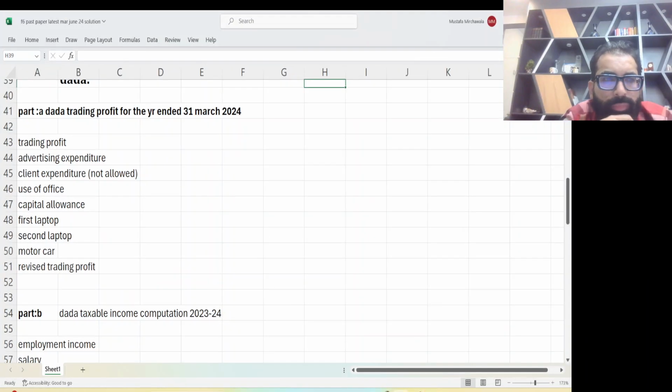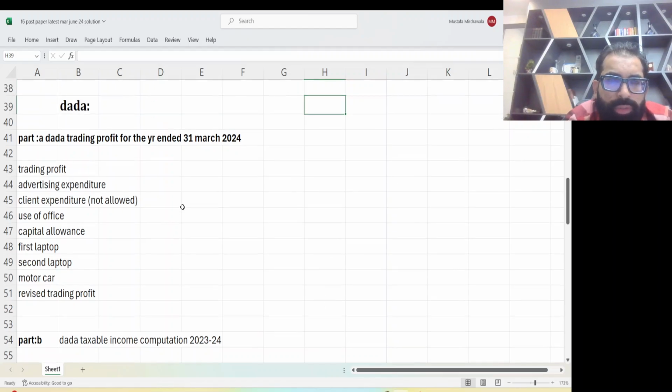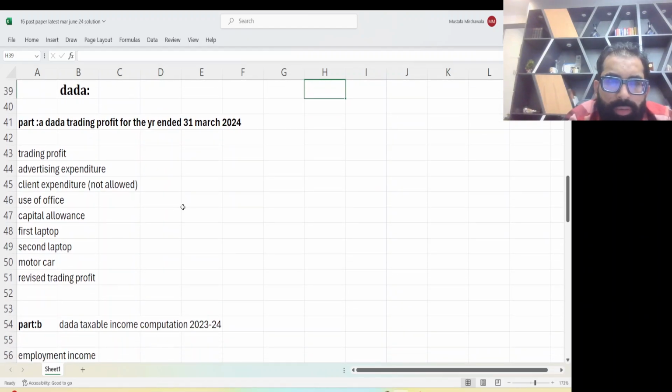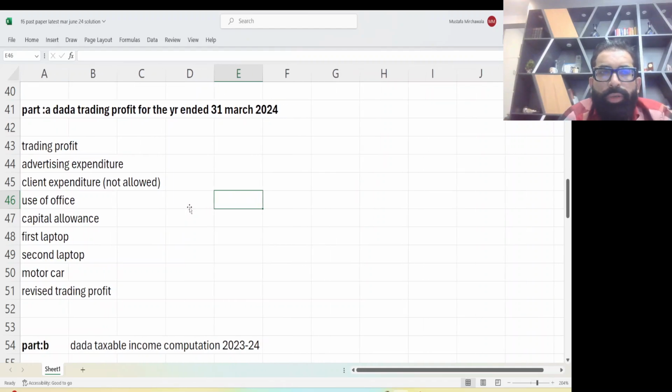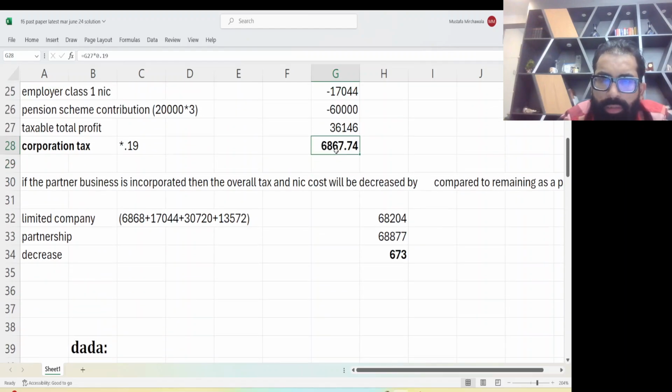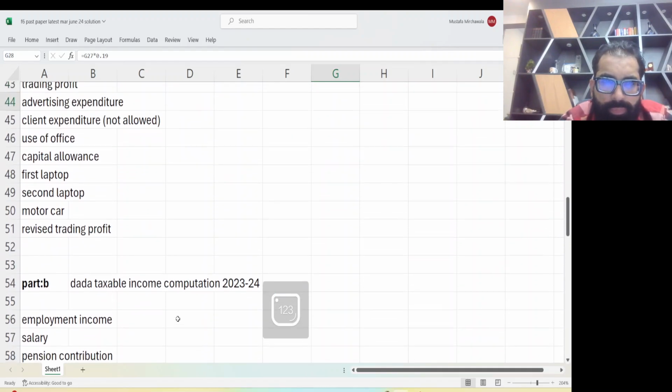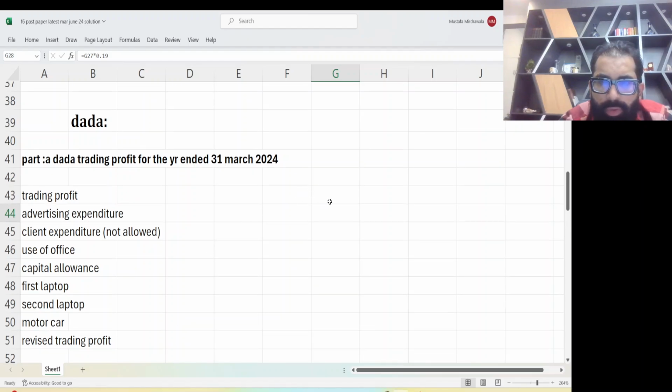Okay, so now we have this question and the first part we are going to do is trading profit. This is the first 6 or 7 mark requirement. Very easy. So what is your trading profit? The trading profit is 29,800.